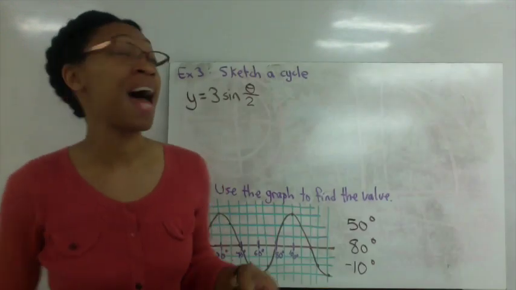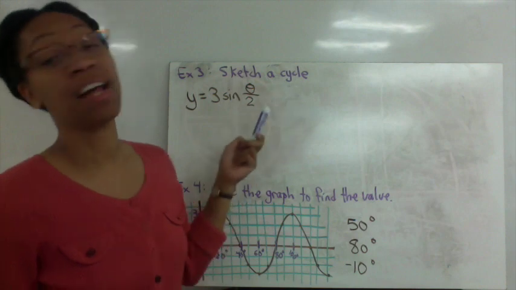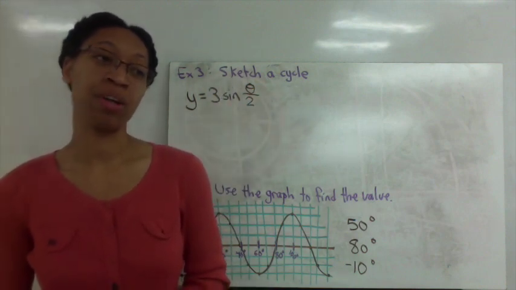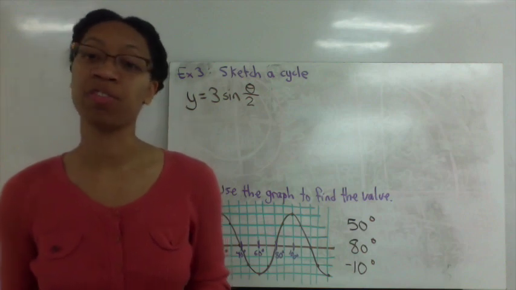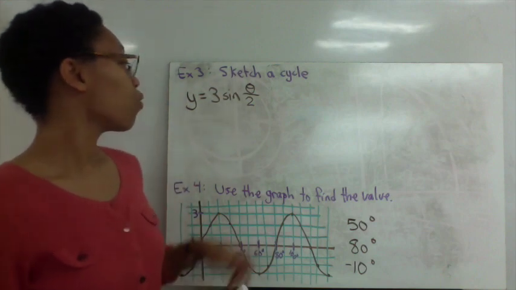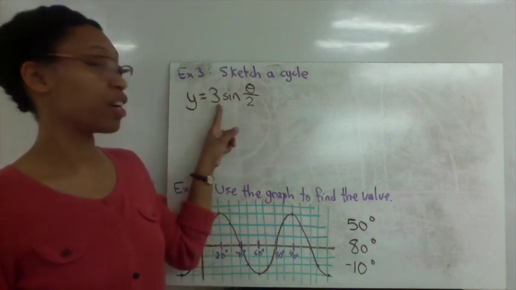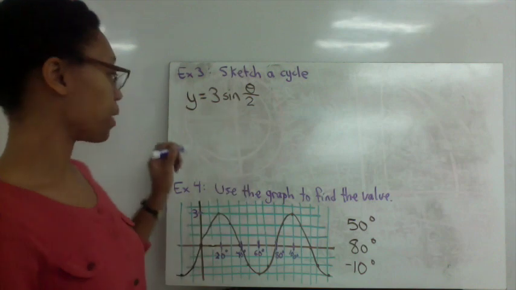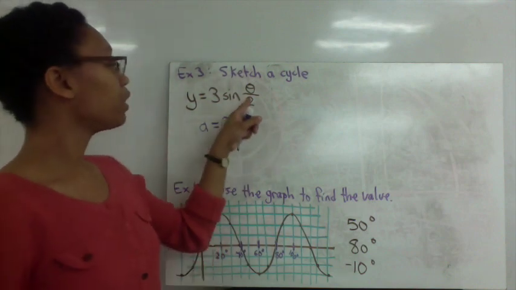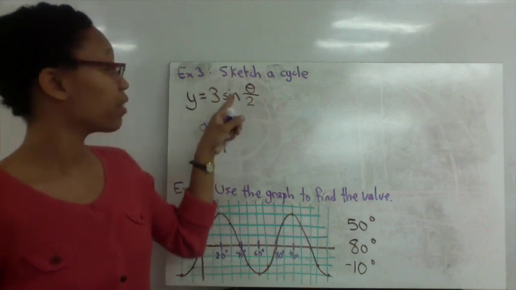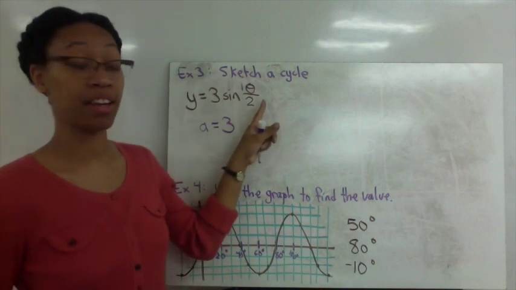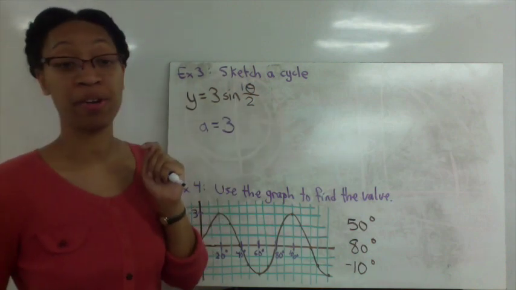Okay, this time I'm asked to sketch a cycle, but I'm given the equation. So, if I'm given this equation and I want to sketch a cycle of the graph, I have to figure out what the period and the amplitude are from the equation. Well, the amplitude is just the number in front, and the number in front is 3. Okay, and now let's try to find the period. Well, it looks like this equation here has a 1/2 that's been multiplied to the theta. So the b value here is 1/2.